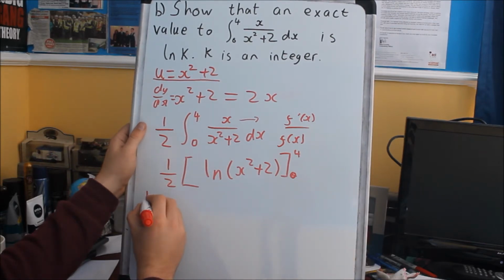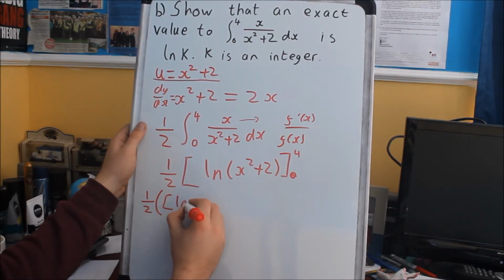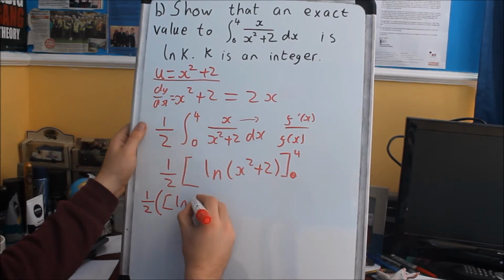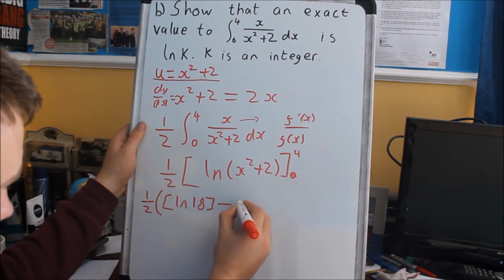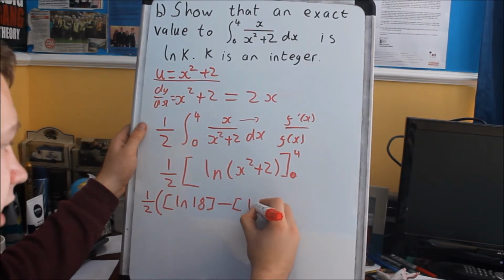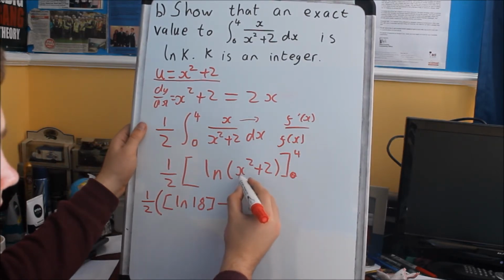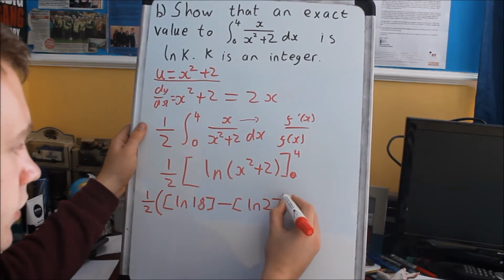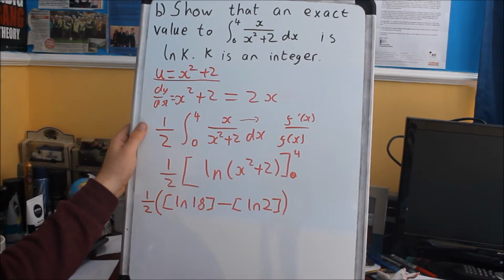So we know we have to put in the two values. You keep your half outside for the minute and do a big bracket. In the first one we have the natural log, and we put 4 in first, so 4 squared is 16 plus 2 is 18, so we have the natural log of 18, that's our first bracket, minus the natural log of x is now 0, x squared is still 0 plus 2 is 2, so it's natural log 2, all inside this massive bracket. This is where most people lost the marks.